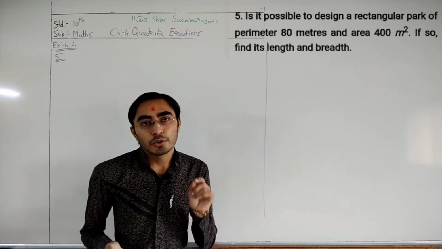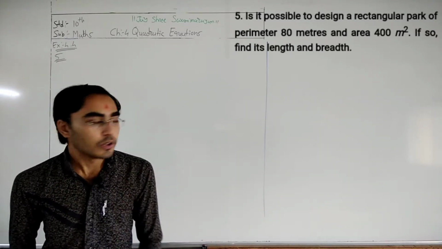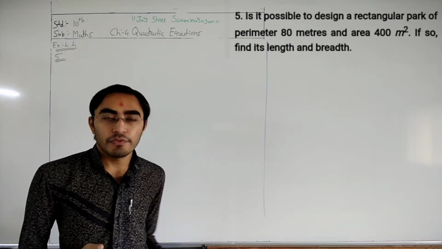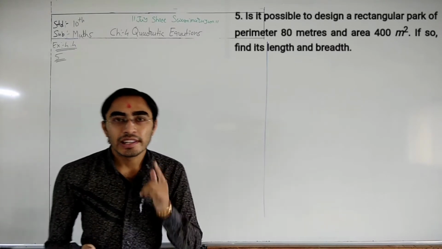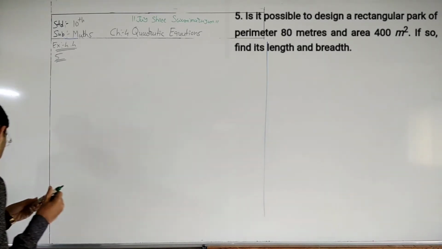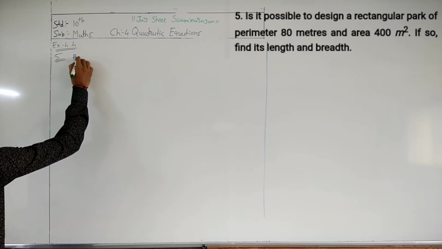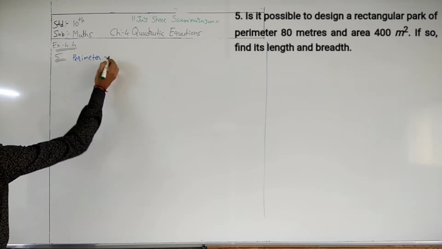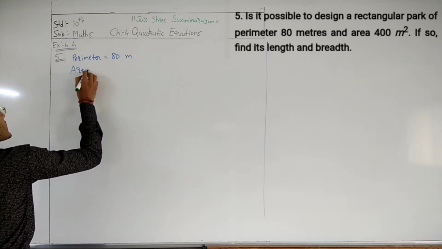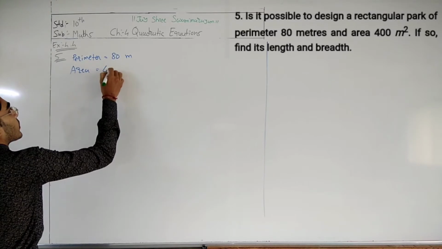First of all, we need to decide whether this design is possible or not, and if it is possible, then we need to find the length and breadth. Here two things are given to you: perimeter, which is 80 meters, and area, which is 400 meters square.